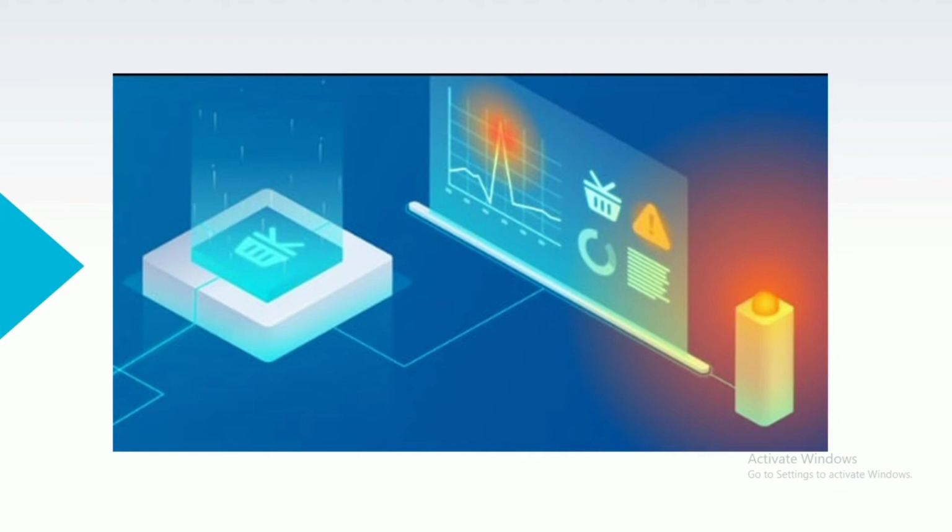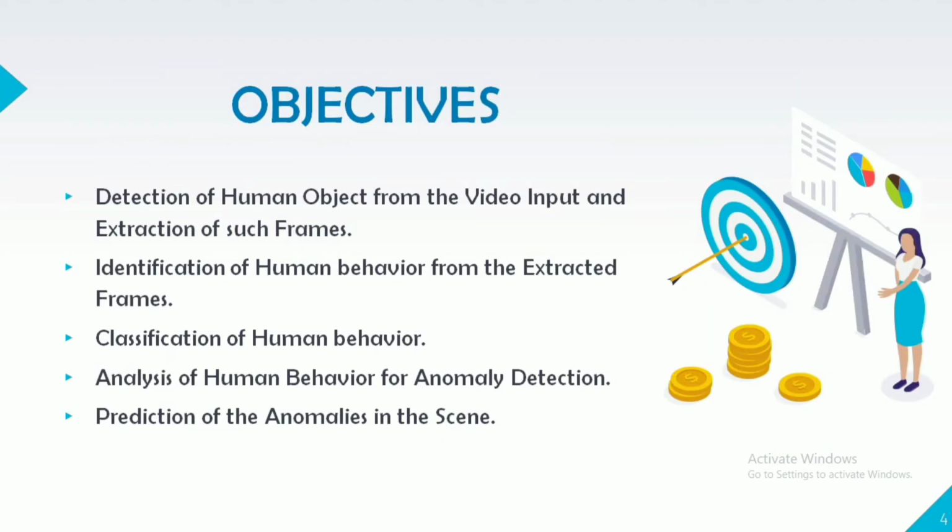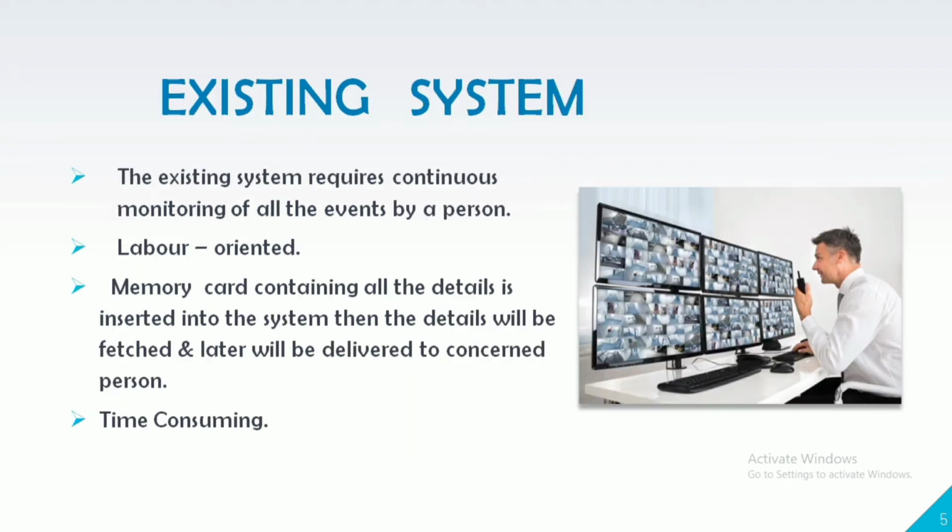Coming to the objectives of our project, the first objective is detection of human objects from the video input and extraction of such frames, where the input video is provided to the system and the system extracts frames from that input video. The second objective is identification of human behavior from the extracted frames. Next, classification and analysis of human behavior for anomaly detection, and finally, the prediction of anomalies in a scene. Let's move on to the existing system, which will be continued by Hita.